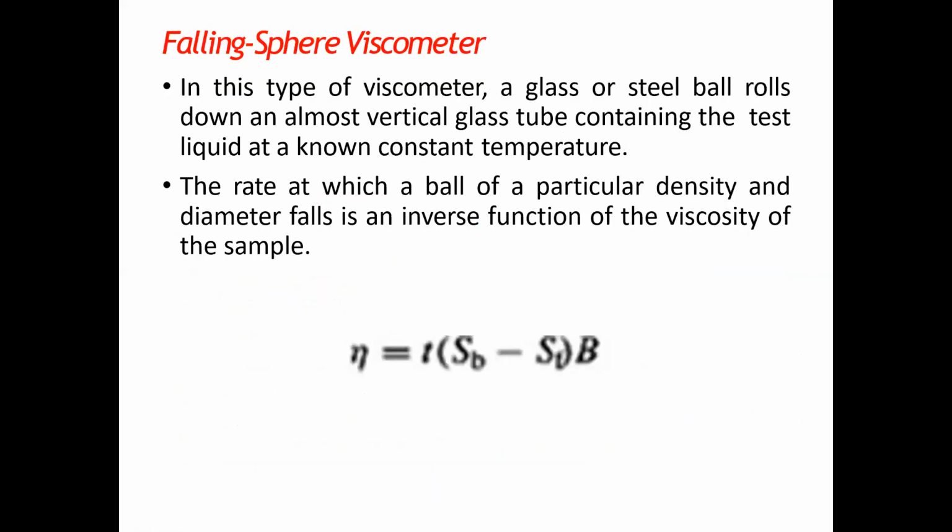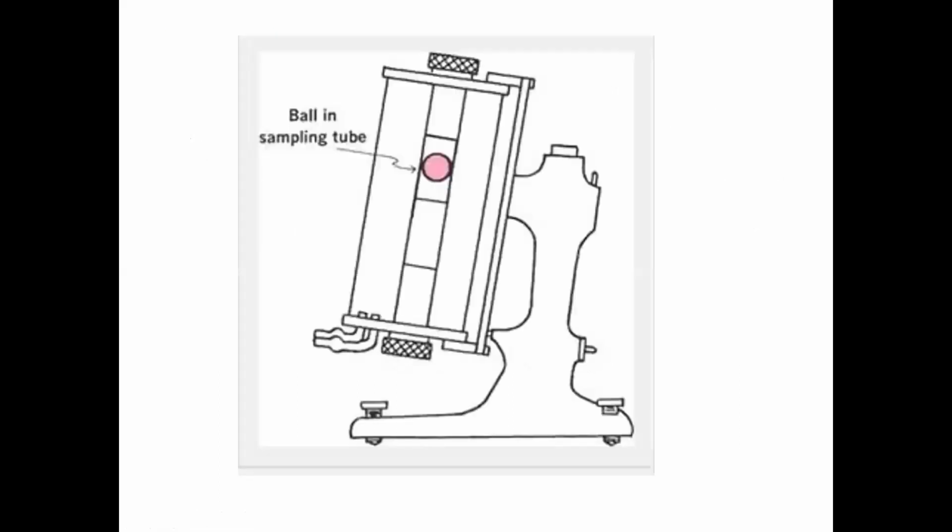This is a diagram. The falling sphere viscometer is this type of viscometer. A glass or steel ball rolls down an almost vertical glass tube containing the test liquid at a constant temperature. The rate at which a ball of a particular density and diameter falls is an inverse function of the viscosity of the liquid. This is the figure of the falling sphere tube.